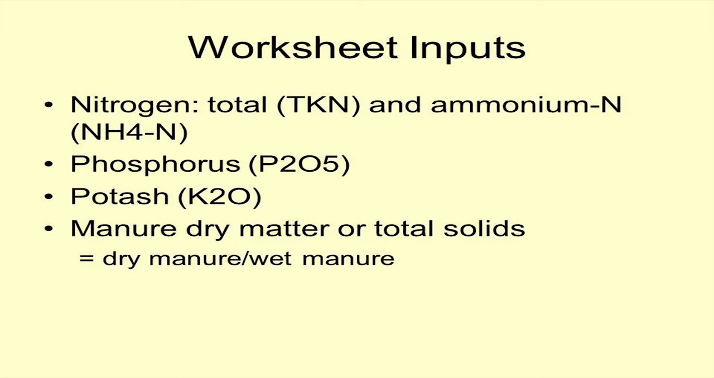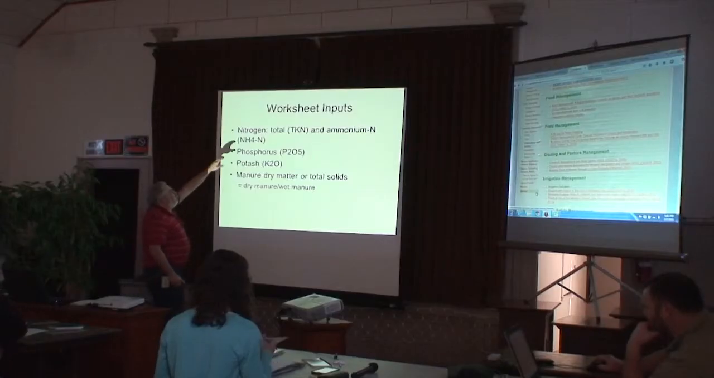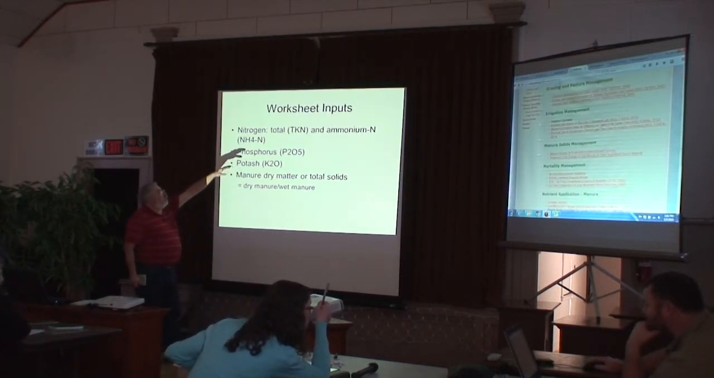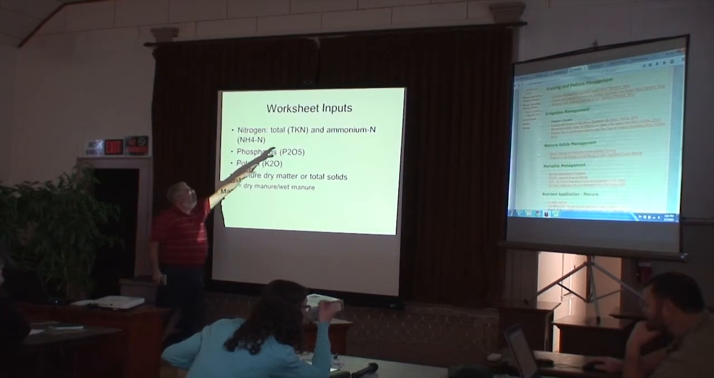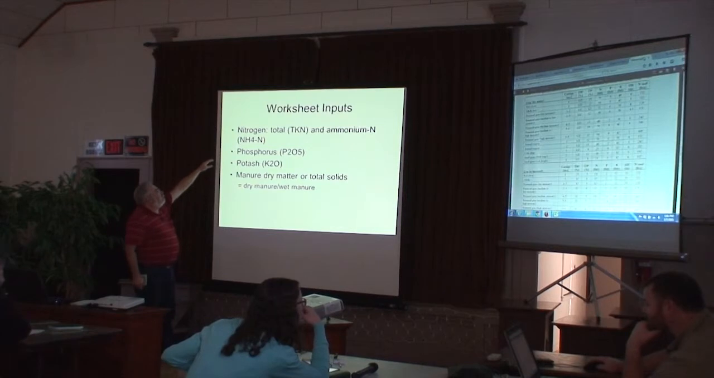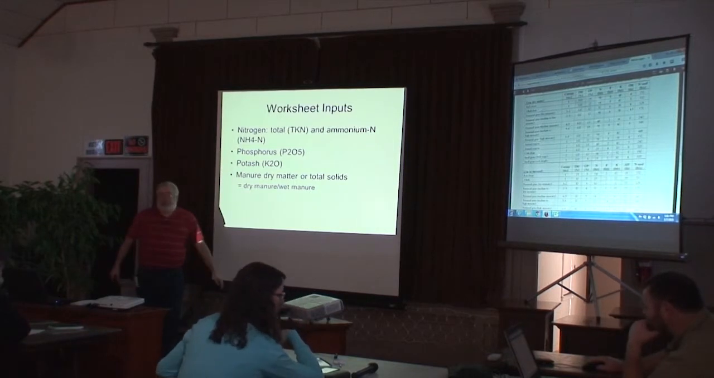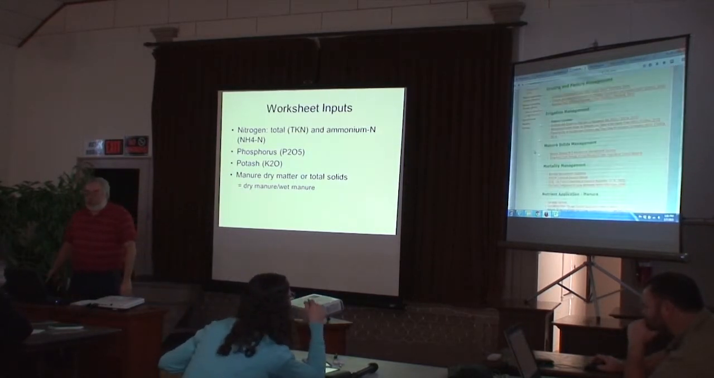Okay, so generally you need a number of things to fill out these worksheets. Nitrogen, which would be analyzed for TKN, which is total nitrogen. And then you'd also need your manure analyzed for ammonium nitrogen, or NH4-N. Phosphorus is P2O5. Potassium is K2O. And then manure dry matter, or total solids, how much moisture is in your manure.